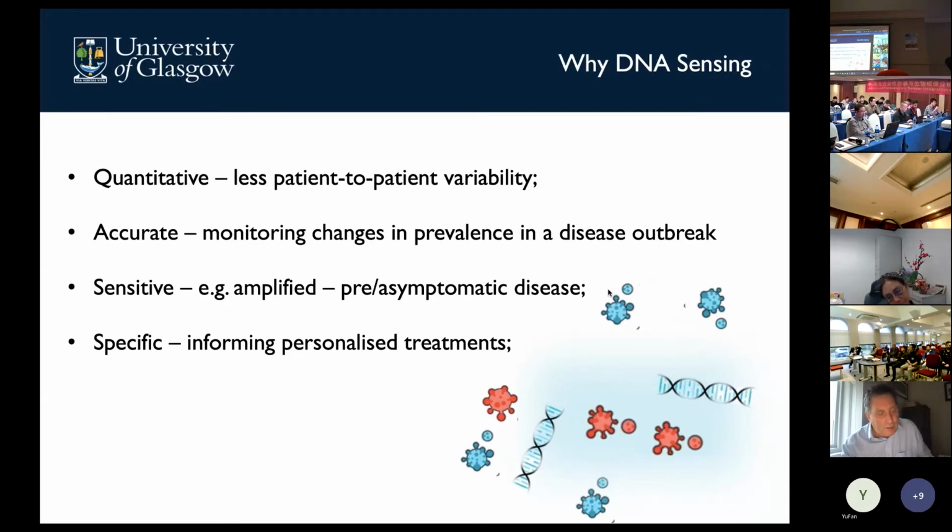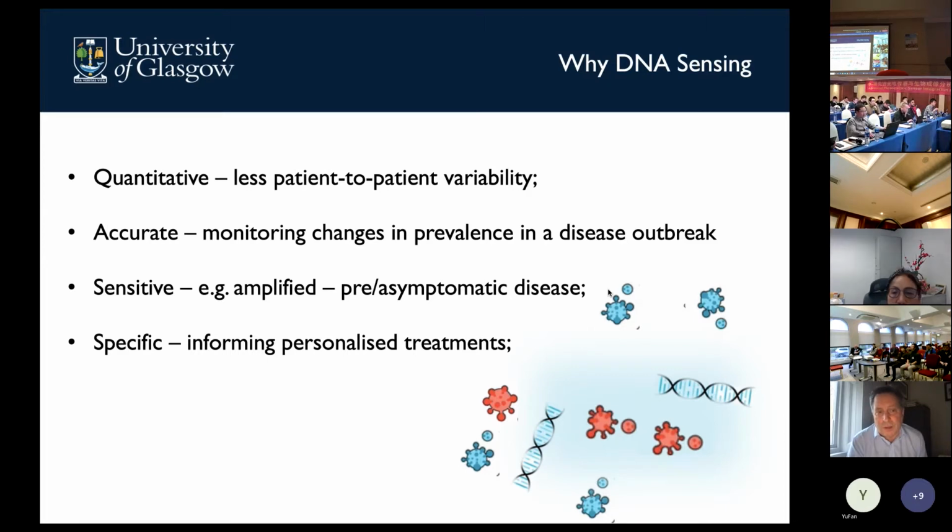So why are we interested in DNA sensing? Well, DNA sensing, as I've said, is very accurate. So it can be used for monitoring changes in prevalence of a disease outbreak. And of course, we've very much seen that during SARS-CoV-2. Unlike immunodiagnostics, it is actually quantitative. So when you do a lateral flow test, actually you're not measuring the amount of material which is present. And this is part of the reason why they're not so sensitive, is that the quantification is less good.